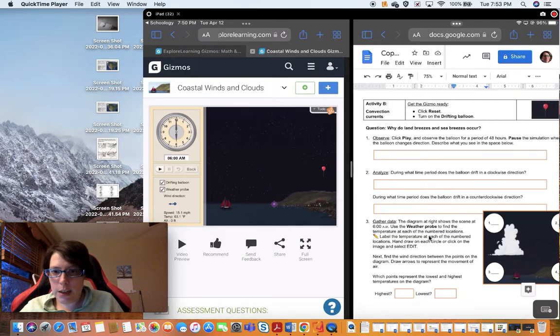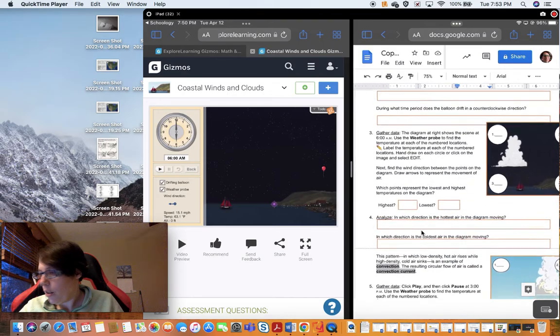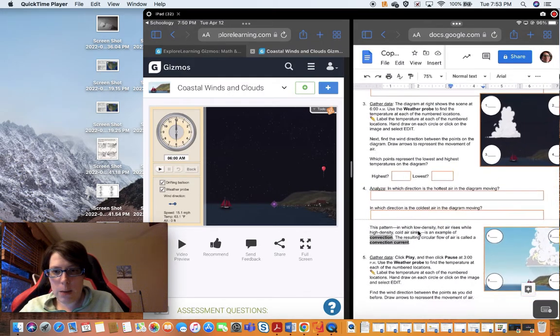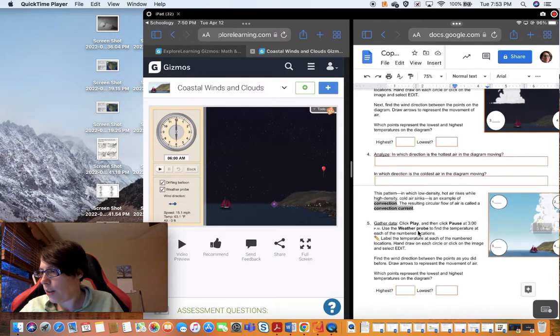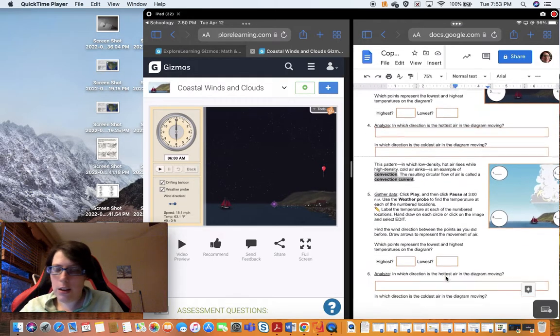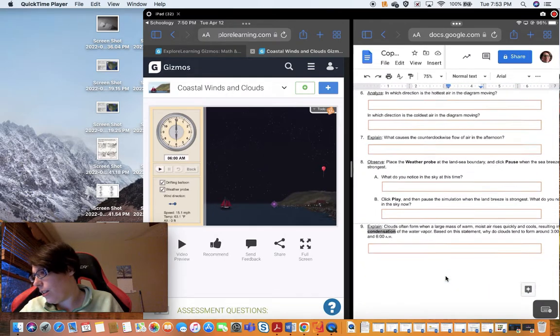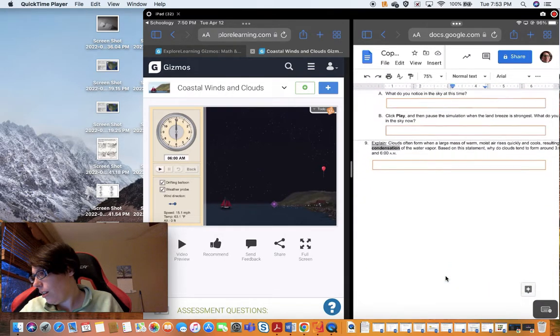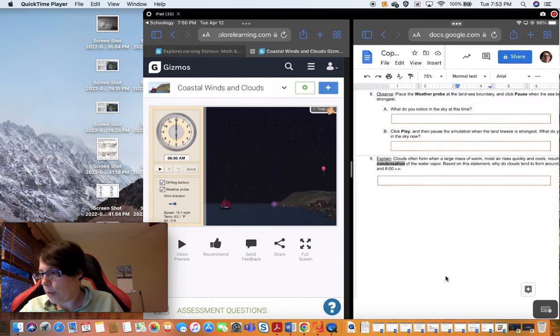Then you've got some data with the weather probe again. And then this is talking about convection, which we've already learned about. A little more data gathering and some questions. And then once again, oh no, there isn't an extension. So you've got to do all of these.